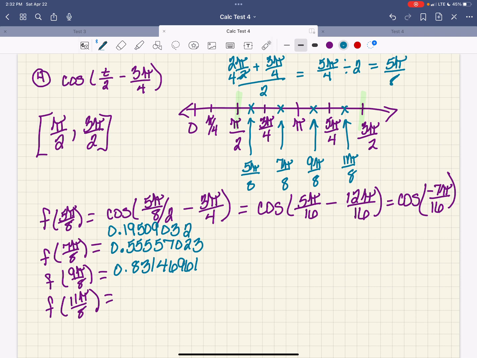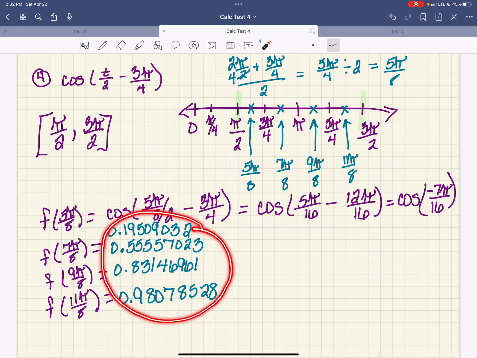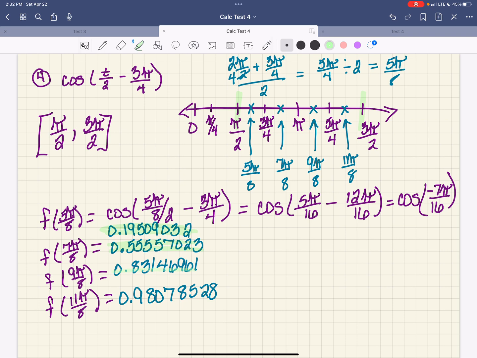And then my last one is 0.980785828. Now what I'm going to do is I've got to add all of these up together. And students usually do okay with adding them all together. So I've got my first midpoint, my second midpoint, my third midpoint, and my fourth midpoint. So when I add all of these up together, I get 2.56291544. And students want this to be their final answer.